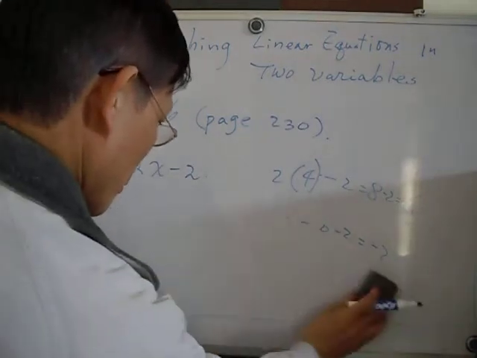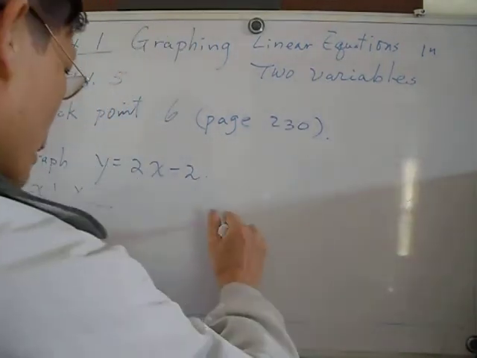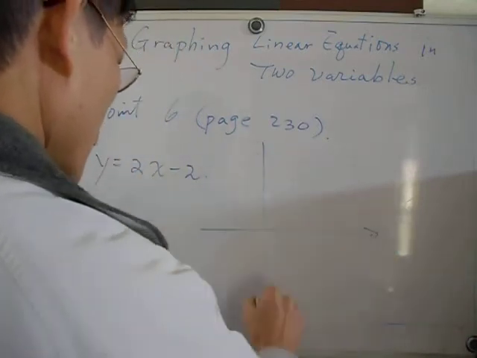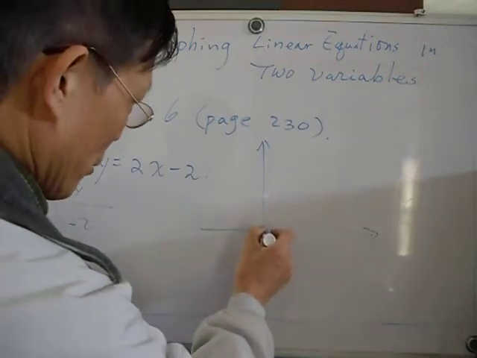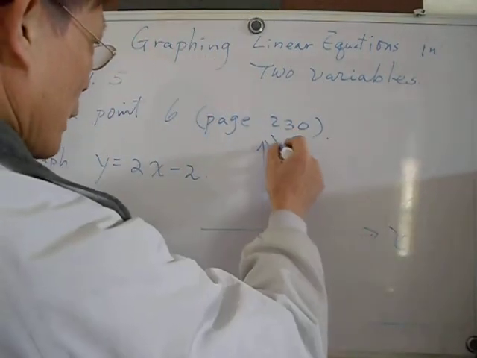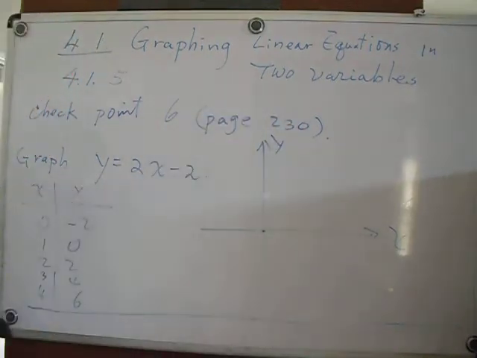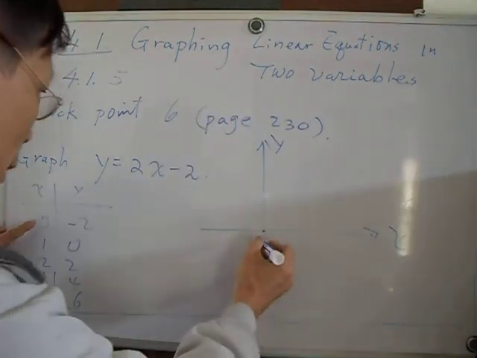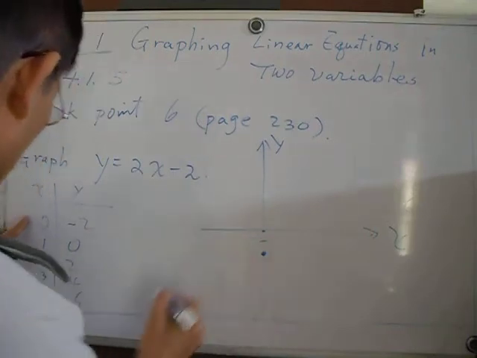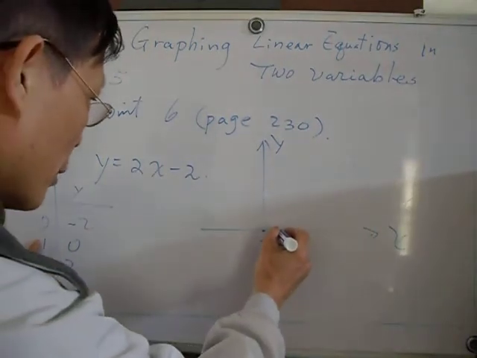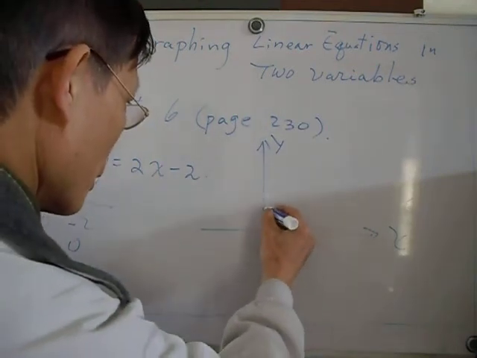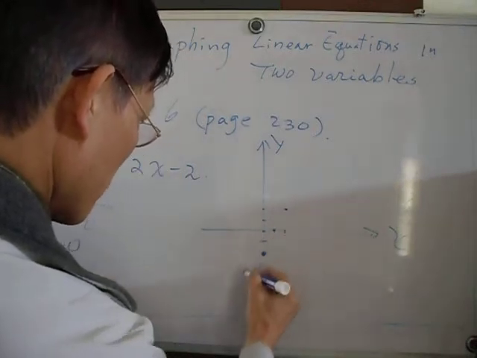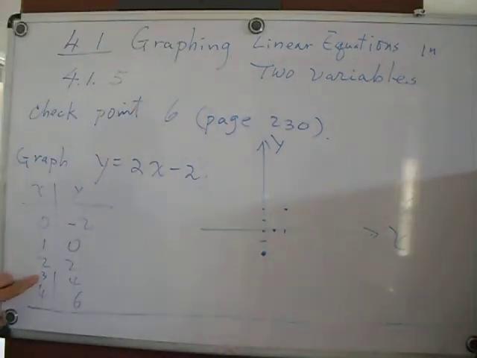So we begin to graph this line. First of all, a graph paper will look like this. Origin right here, x-axis, y-axis. So find this point: 0, negative 2, right here. The second point, 1, 0, right here. The third point, 2, 2. As you can expect, these should be on the straight line. If anything is off the line, you need to check your numbers.